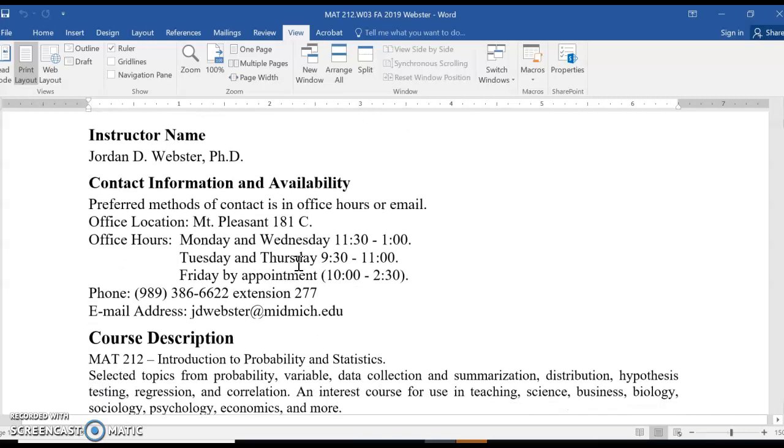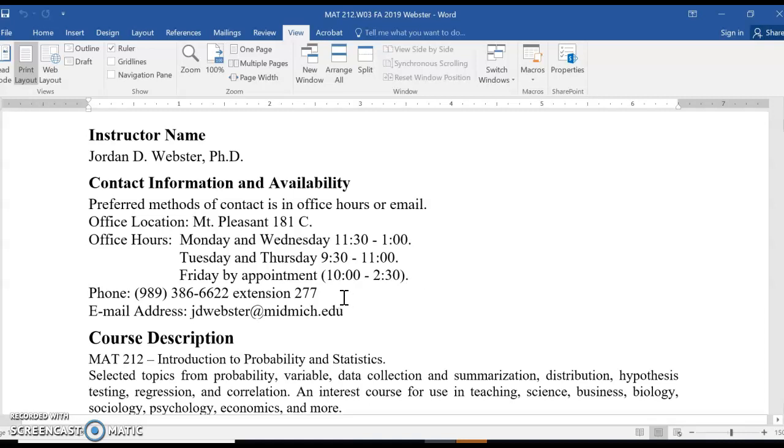Speaking of my office, I am located in Mount Pleasant at Mid-Michigan College in room 181C. All right, so you go in, it's in one of the corners of the first floor. I'm in my office Monday and Wednesday from 11:30 to 1, Tuesday and Thursday from 9:30 to 11, and then Fridays I can be in by appointment. Now, I do have some meetings on Fridays, so oftentimes we just have to meet up in certain times, but usually Fridays from 10 to 2:30, other than times that I have meetings scheduled.